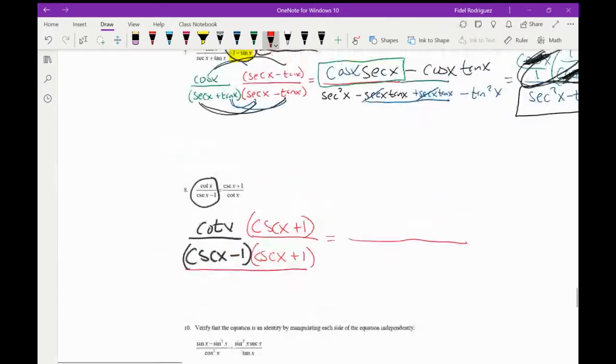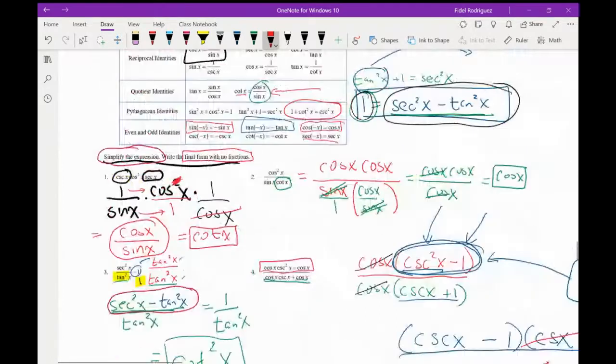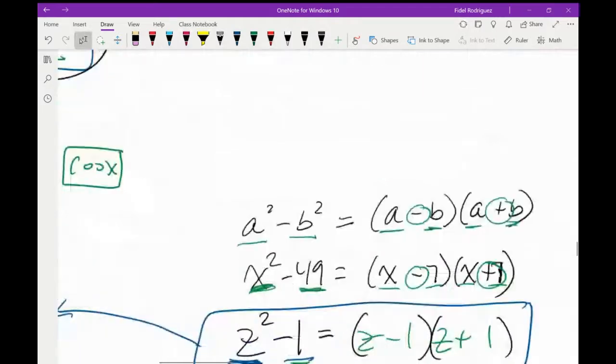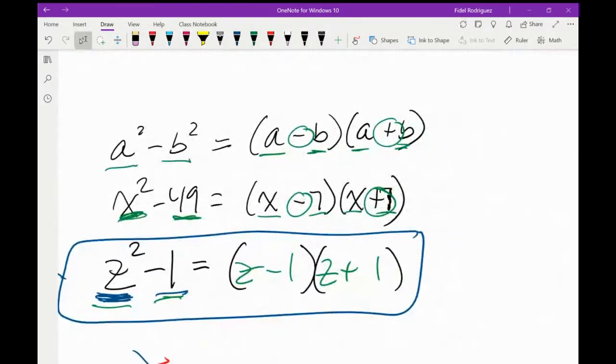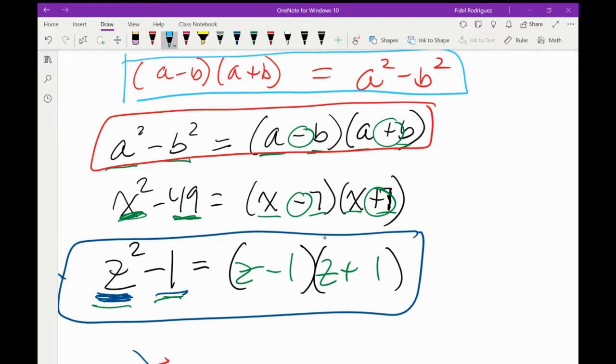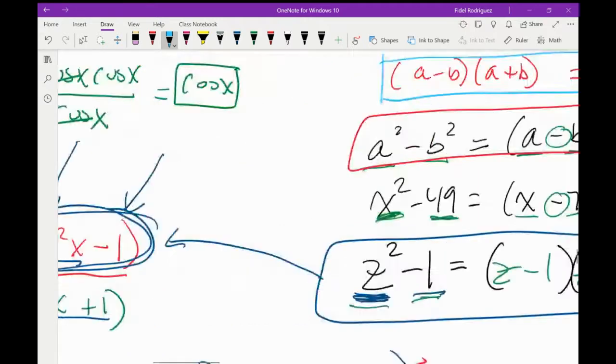Okay, so I'm going to come back real quick, guys. I want to show you something here. You remember earlier today, where was it? Maybe somewhere over here on the side. Here we go. You remember earlier today when we did this problem right here, and we said that if we have a minus b times a plus b, we're going to end up with a squared minus b squared. This right here, guys, is always going to be the case. Okay, it's always going to work. A minus b times a plus b, a squared minus b squared.